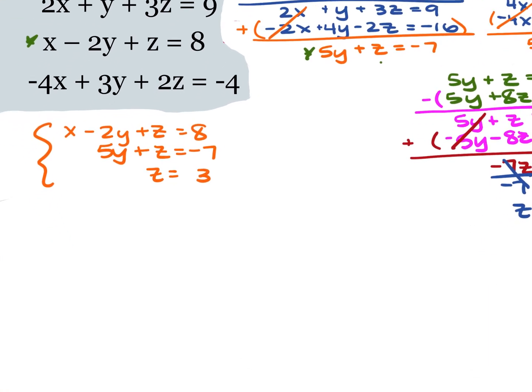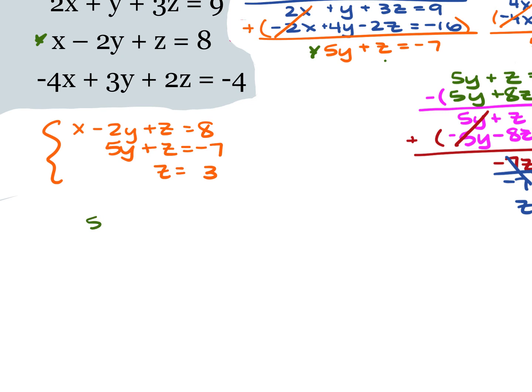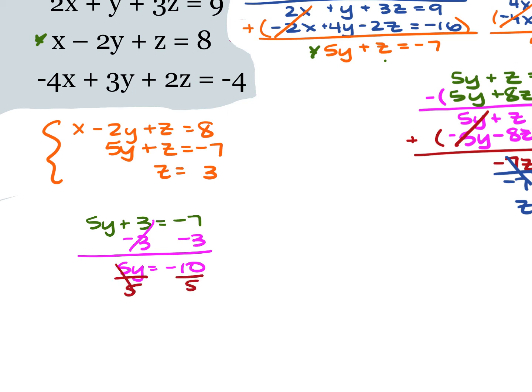So we're going to first plug in the 3 for z, and that's 5y plus 3 is equal to negative 7. We move the 3 over by subtracting it. We get 5y is equal to negative 10. Divide each side by the 5. So y is negative 2.